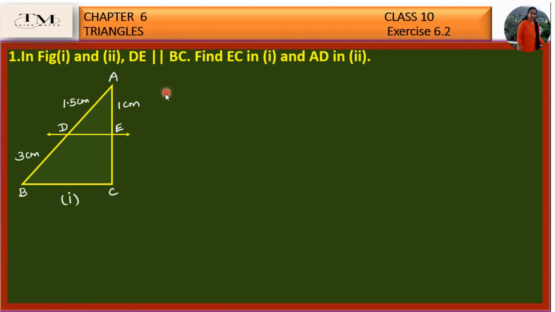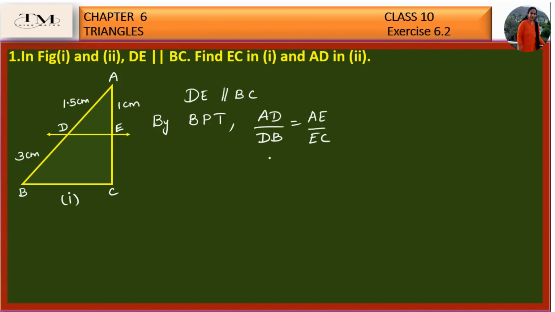Now, we are going to see the first problem. So what is given? AD is given, DB is given, AE is given. We have to find out EC. Another hint is DE parallel to BC. So then we know by the basic proportionality theorem, the ratio AD by DB equals AE by EC.